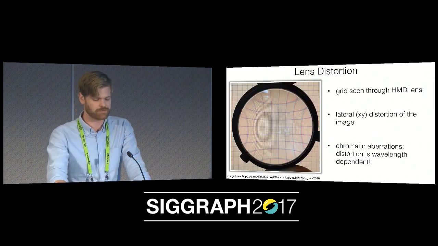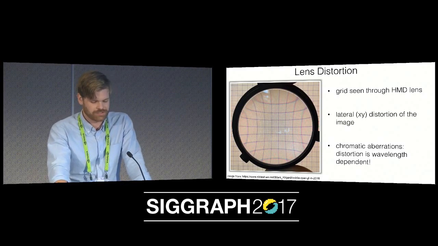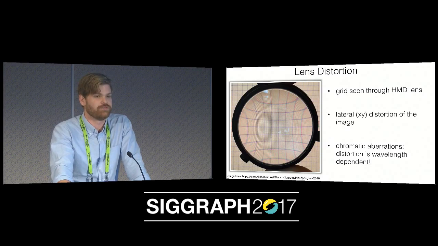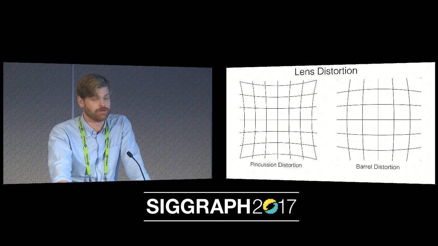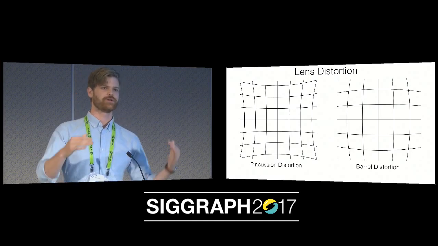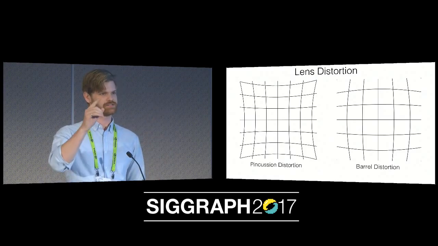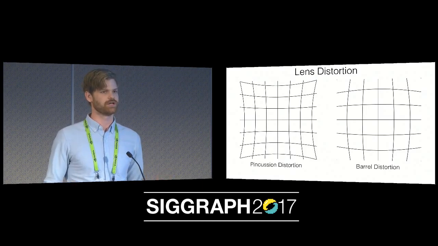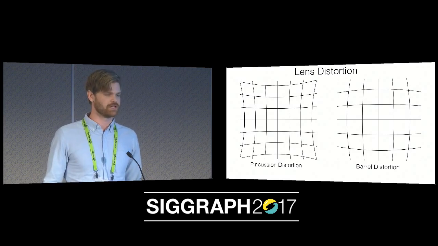If we were to just display something on the screen and look through this lens, we can see that the straight lines that we're expecting to see, especially near the edges of the lens, start being curved, not straight anymore. This is a type of pincushion distortion that we would like to correct for in software. We can do this by introducing the opposite distortion, which is the barrel distortion. If we pre-warp the images on the display itself, bending the lines the other way, then when it passes through the pincushion distortion introduced by the optical system, on the other side we'll perceive straight lines once again.